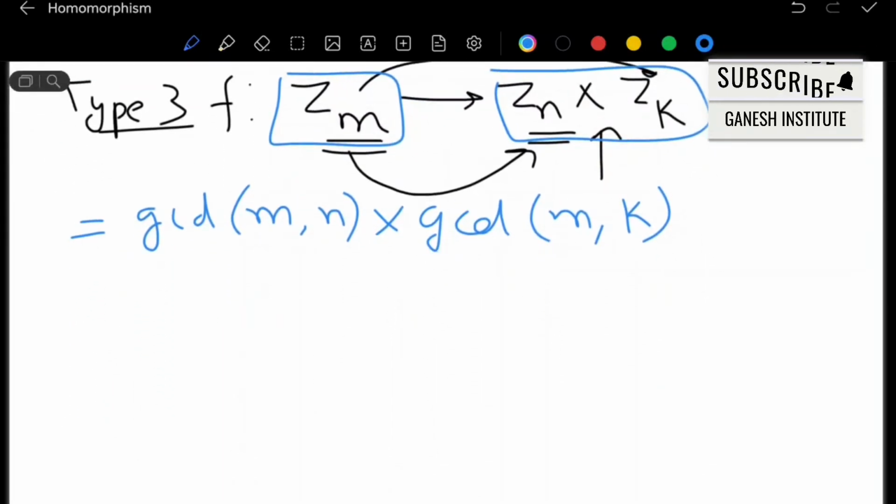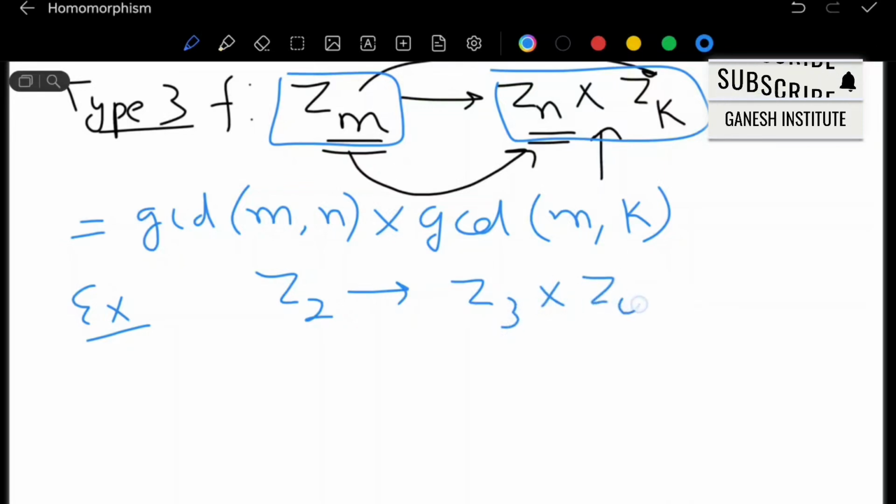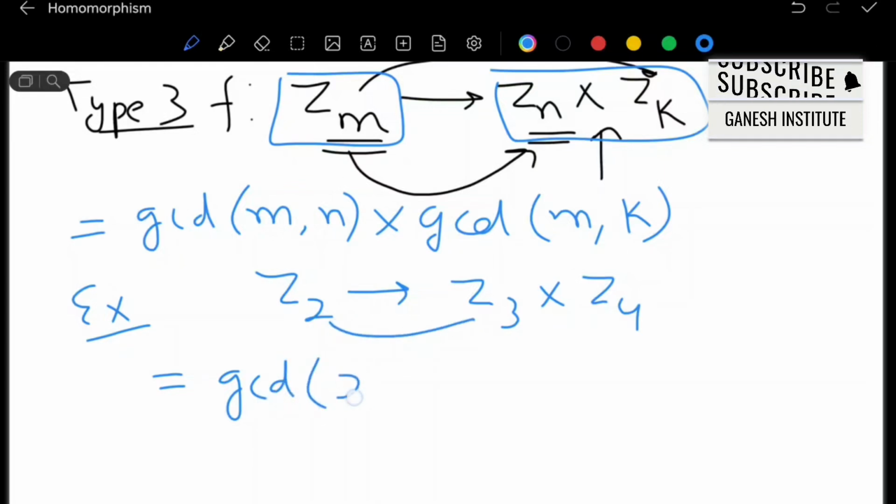Okay. Let's see an example. For example, you are asked to find out the number of homomorphisms from Z2 to Z3 and Z4. So you need to simply find out firstly the GCD of 2 and 3 and multiply it with the GCD of 2 and 4.